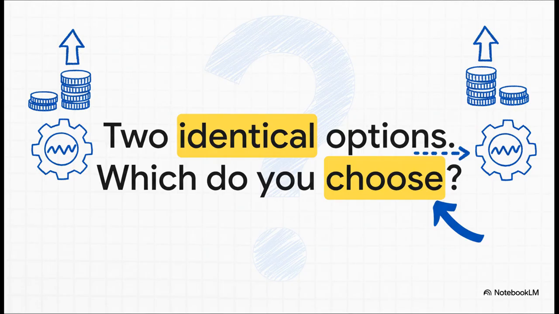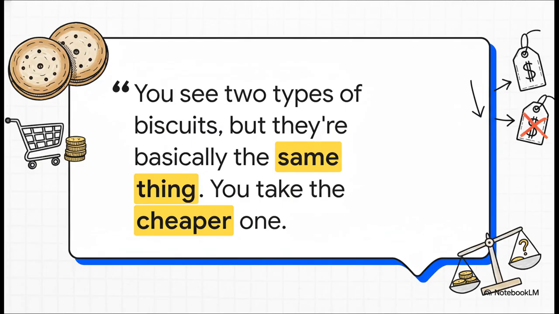Imagine you're faced with two options. They do the exact same thing, they get you the exact same result. So, how do you possibly decide between them? Just keep that in the back of your mind. You know, the source material for this explainer uses a perfect, everyday example for this. They call it the biscuit dilemma.